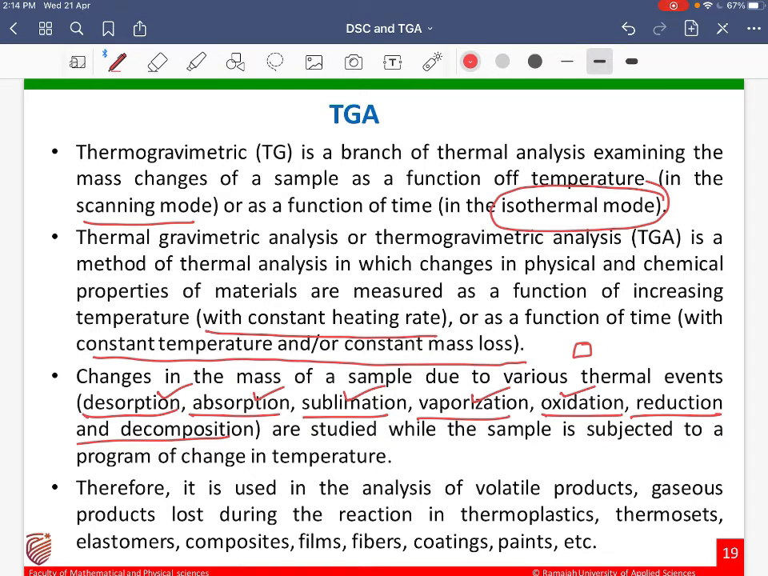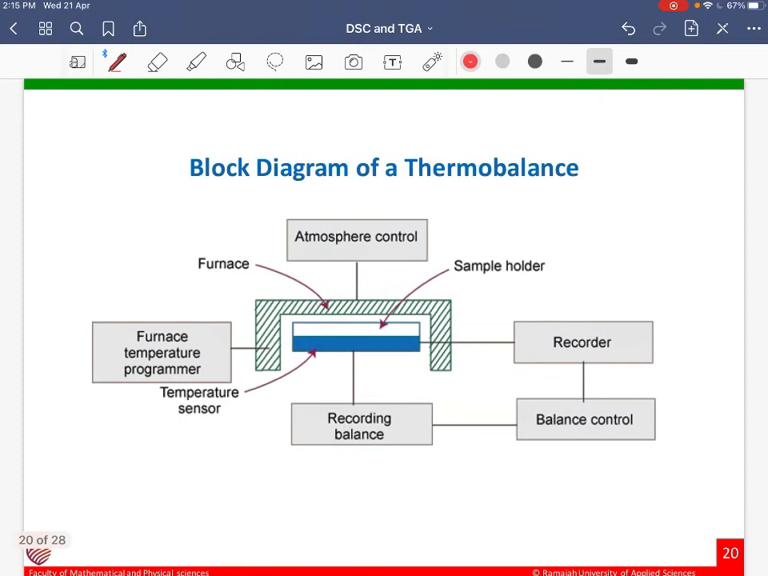Therefore, it is used in the analysis of volatile products. So it is widely used in volatile products, gaseous product analysis, reactions in thermoplastics, thermosets, elastomers, composites, films, fibers, coatings, paints, everywhere we can use thermogravimetric analysis.